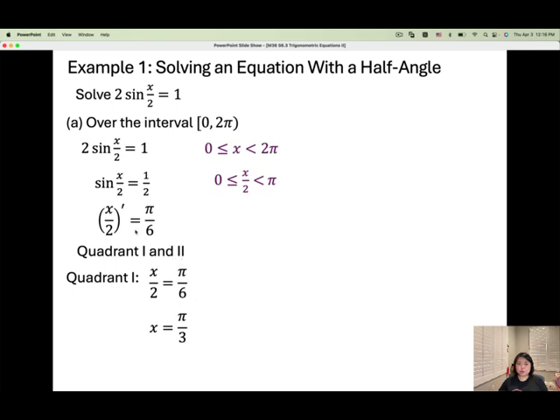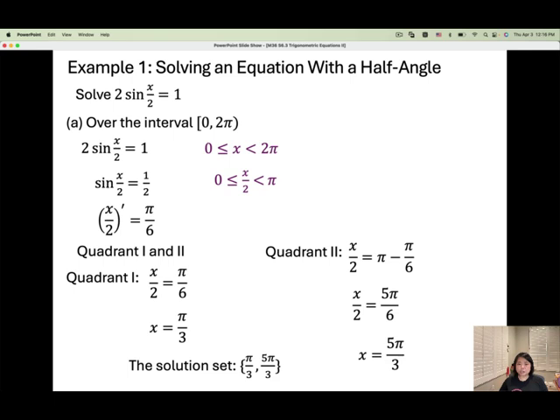And then quadrant 2, reference angle equal to pi over 6. So we have x over 2 equal to pi minus pi over 6. Remember that for the reference angle in quadrant 2, if we want to find the angle, we subtract from pi. Get the same denominator. You should get x over 2 equal to 5 pi over 6. And then we multiply both sides by 2. So you have x equal to 5 pi over 3. So we have the solution set pi over 3 and 5 pi over 3.